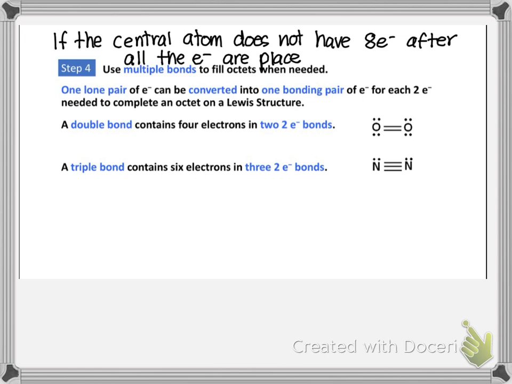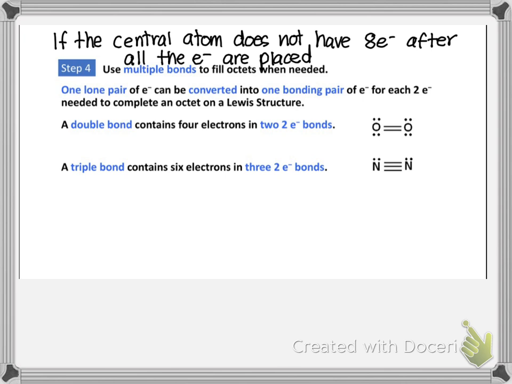So in this situation, you have placed all the electrons. The outside has 8. They get done first. And then you look at the center and it has 6 or it has 4. It doesn't have 8. That's when you know you need to do step 4. That's when you know you have a multiple bond.